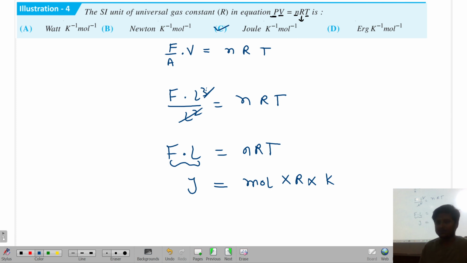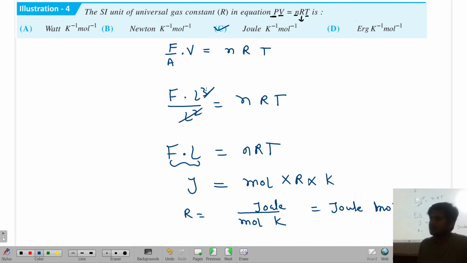Divide. R will be joule by mole into Kelvin. So joule per mole inverse per Kelvin inverse. Got it or not? Yes or no? Understood or not?